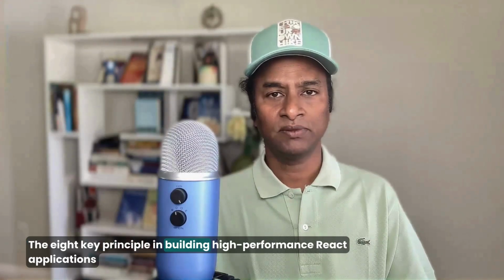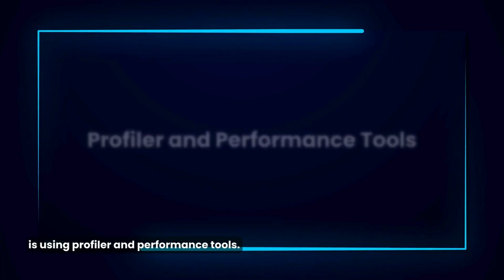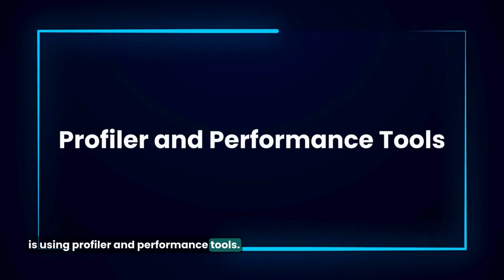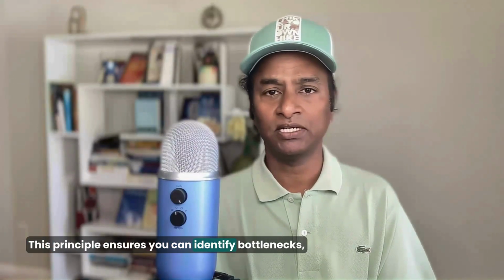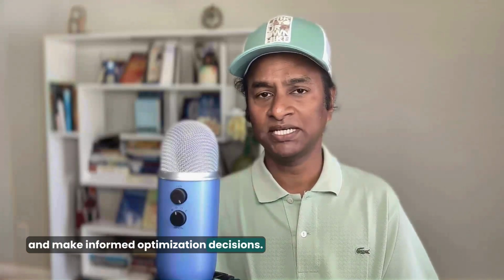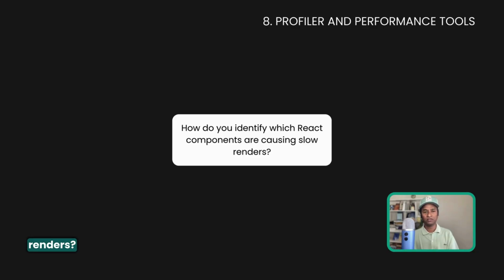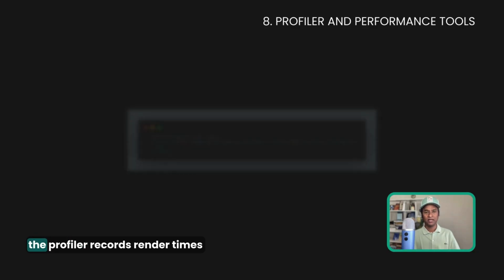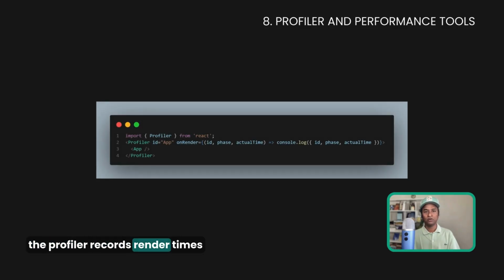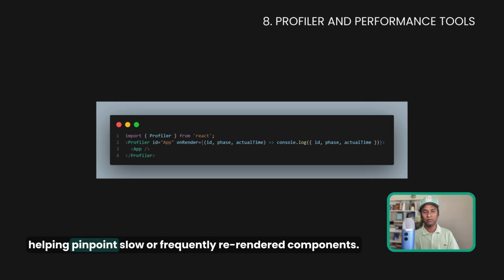The eighth key principle in building high-performance React applications is using Profiler and performance tools. This principle ensures you can identify bottlenecks, understand rendering behavior, and make informed optimization decisions. How do you identify which React components are causing slow renders? Answer: Profiler. Example: the Profiler records render times for components, helping pinpoint slow or frequently re-rendered components.